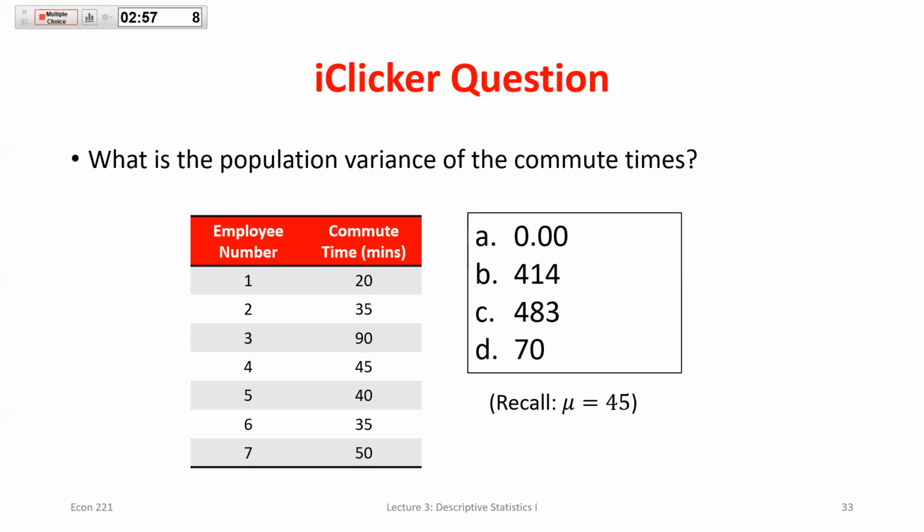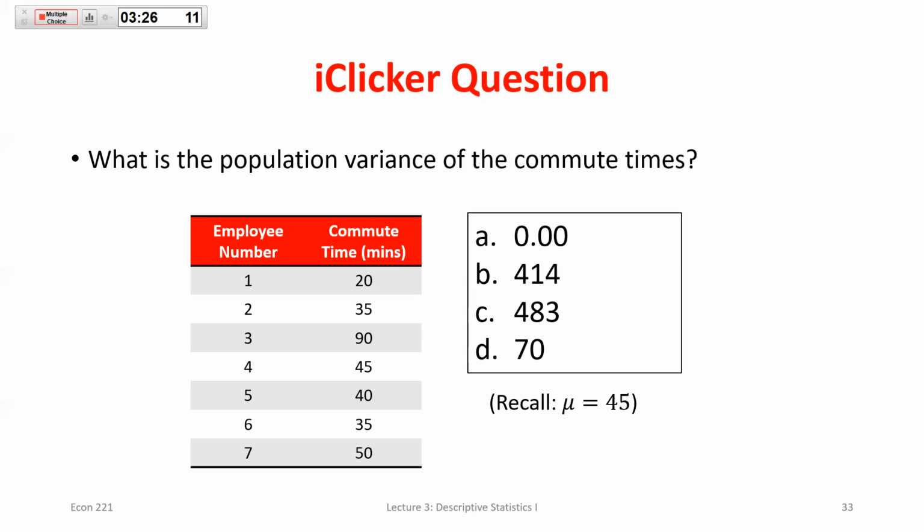Just kind of a reminder, kind of walk through that coaching room, but you're going to want to go through for every observation. You're going to want to find the difference between that observation's value for the commute time and the mean, which you're told is 45. You'll then take that difference, square it, do that for every single observation, add them all up, and then for population variance, we should be dividing by what? Total number of observations, which here is 7.